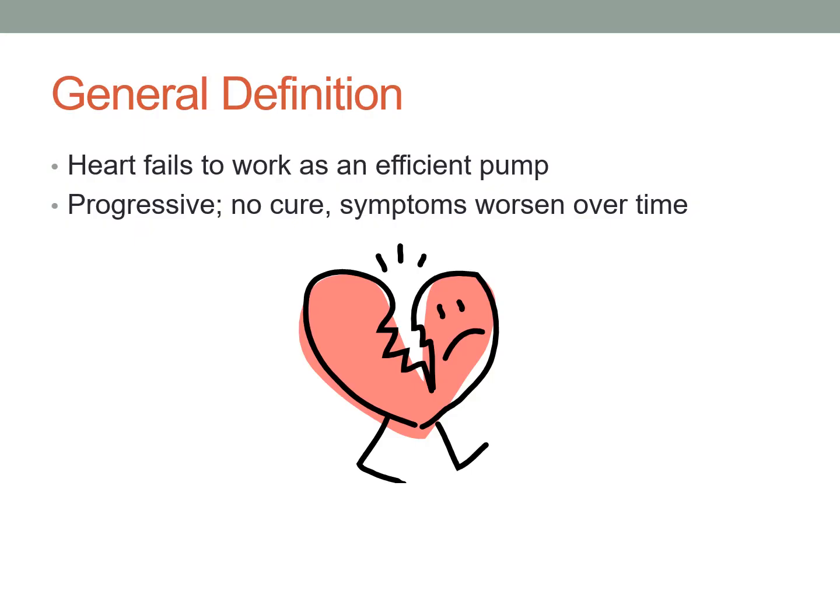A general definition, what is CHF? It's basically when the heart fails to pump efficiently. It's not pumping like it needs to, okay? The heart fails to pump as an efficient pump. And there are reasons what cause this. There is no cure for CHF. Unfortunately, it's a progressive disorder, and it does worsen over time. So the main goal with CHF is basically just to manage the symptoms, because there's no cure for it.